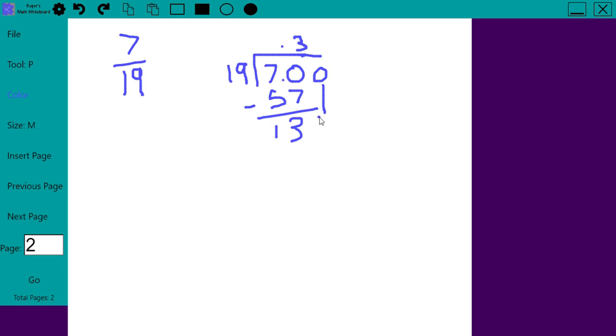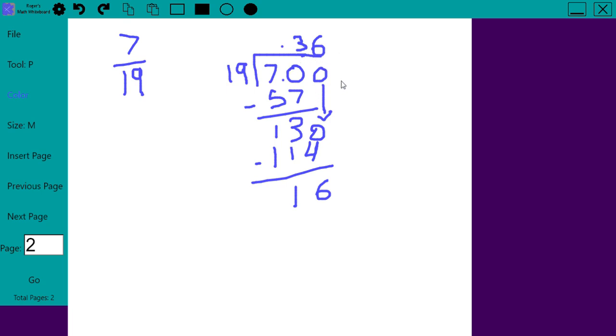Then I'm going to bring it down. How many times does 19 go into 130? 19 goes into 130 6 times. 19 times 6 is going to give you 114. And we can go ahead and subtract to see what we get. And the answer is 16. It doesn't really matter because I'm not going to go any further. I'm only solving to the hundredths place.